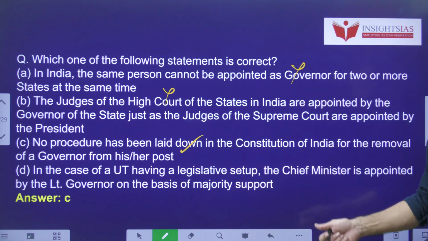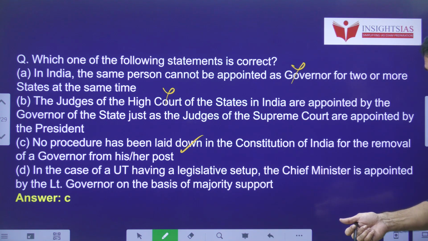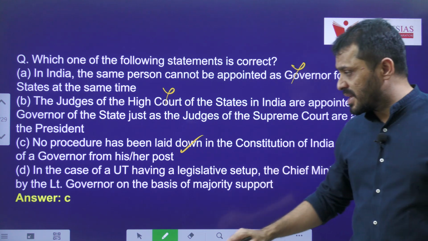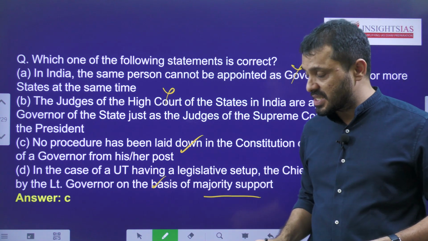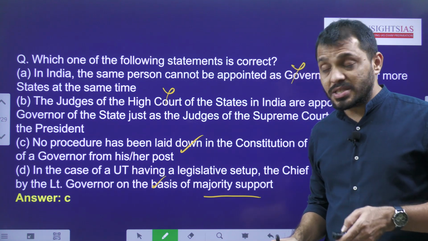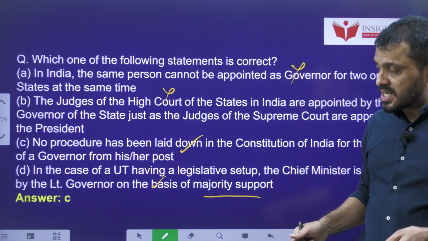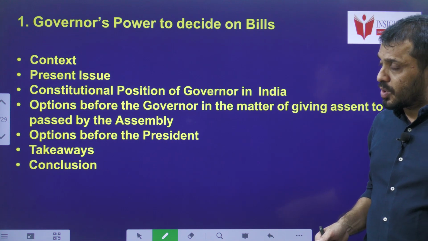In the case of a UT having a legislative setup, like Delhi, the chief minister is appointed by the lieutenant governor, of course, on the basis of majority support. This statement is right. So which one is the wrong statement? C is the wrong statement. So the answer is C. So these are the 2 MCQs.